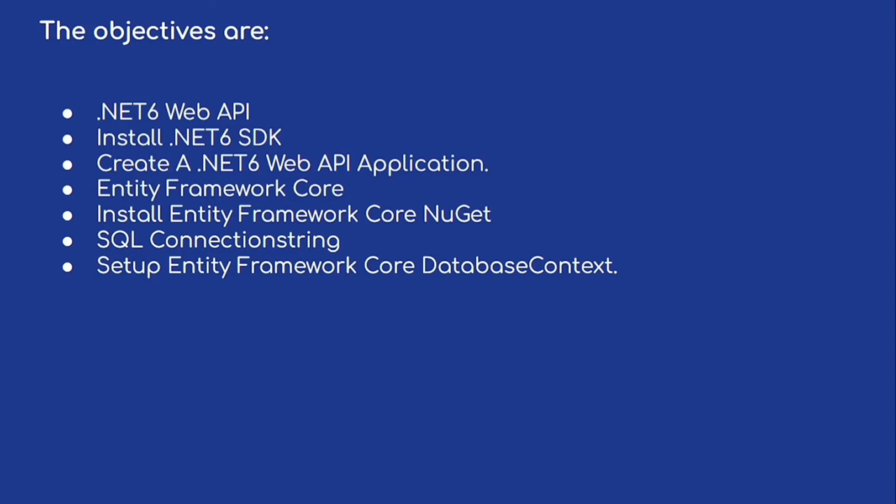Okay. Next objectives of our demo are: What is .NET 6 Web API? Installing .NET 6 SDK, creating a .NET 6 Web API application. What is Entity Framework Core? Install Entity Framework Core NuGet packages, SQL connection string, set up Entity Framework Core database context.